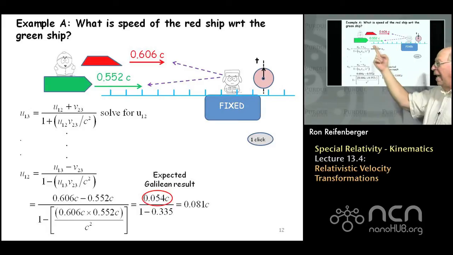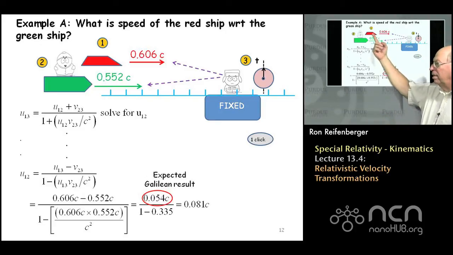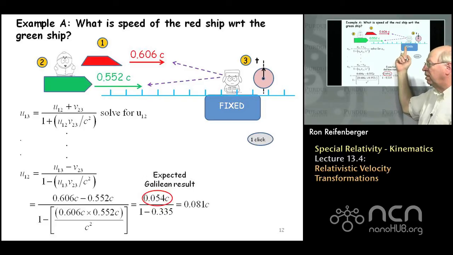And the question we want to ask is, what velocity would the observer in the green rocket attribute to this red object? So what is the speed of the red ship with respect to the green ship, right? So to me, I label these objects by 1, 2, and 3. 3 is always the reference for the fixed observer. 1 is always the reference for the object that's moving, and then 2 is the velocity of the reference frame of this observer with respect to the fixed one.